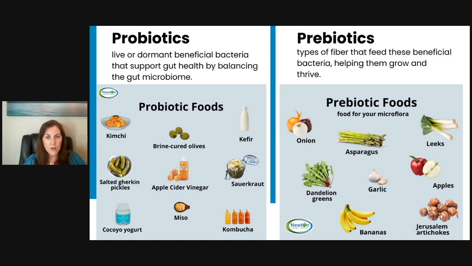Prebiotics, on the other hand, are the food that feeds the bacteria. So, this is the food for the microflora. Onions, apples, bananas, garlic, dandelion greens, Jerusalem artichokes, many, many things.